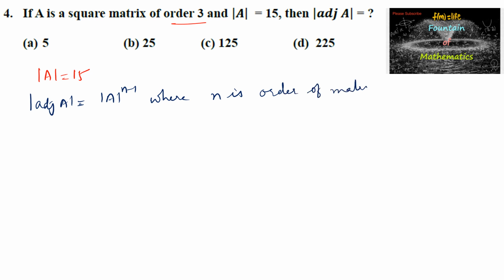Order of matrix A. So here n is equal to 3. It is given matrix order is 3. So we can write det A is nothing but 15. 15 to the power of 3 minus 1, that is 15 square. 15 square is 225. So we can write the determinant of adjoint of A is 225, which is option D.